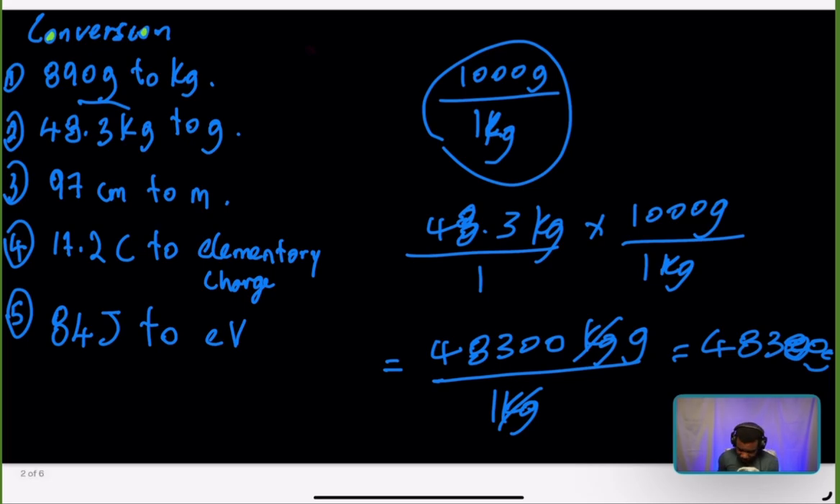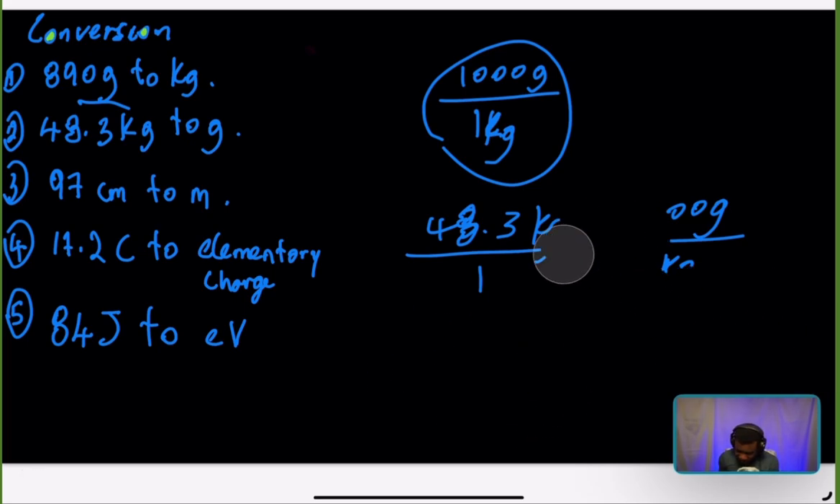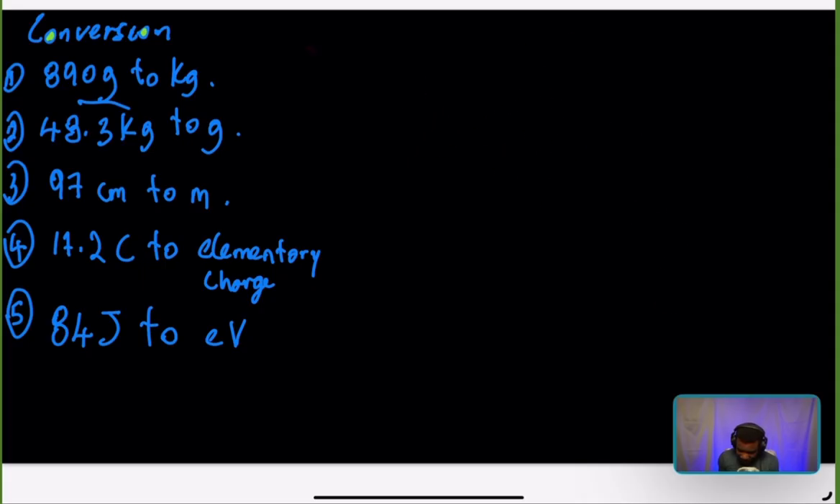Very, very simple. So whenever we have conversions to do in physics, they are very, very simple. Once I know the relationship between the two units, then I can basically go ahead and get my conversion going. Let's look at the next one.